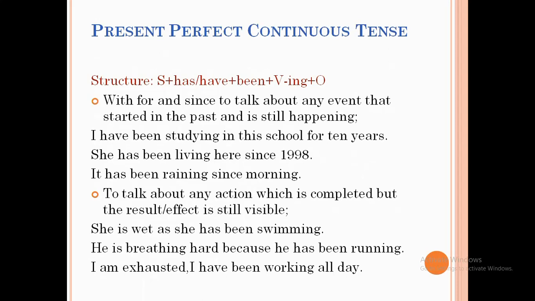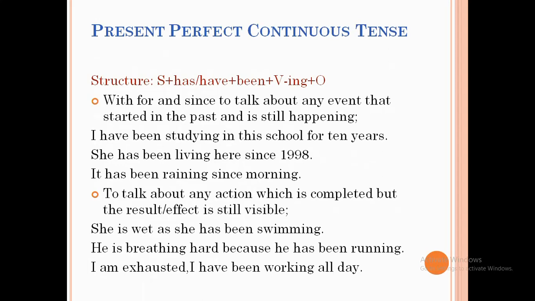Present perfect continuous tense is used with for and since to talk about any event which was started in the past and is still happening. The event or action that started in the past and is still happening. Still, the event or the action is going on. At that situation, we can use present perfect continuous tense.